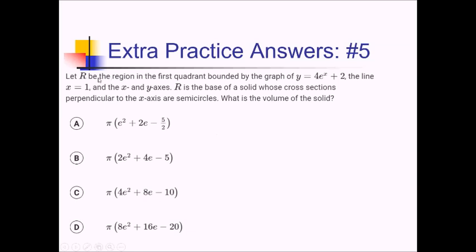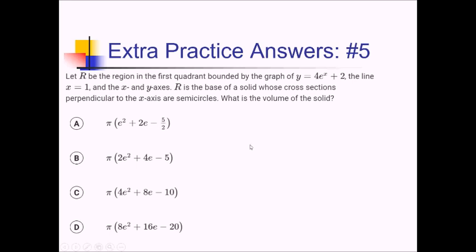On this one, we have this region R bounded by the graph of 4e to the x plus 2, so an exponential graph, the line x equals 1, and the x and the y-axis. R is the base of a solid whose cross-sections perpendicular to the x-axis are semicircles. What's the volume? All right, so we have this region in the first quadrant where you have this exponential function and the x-axis and also the line x equals 1, giving you kind of a triangular-shaped area. And out of this triangular-ish shape, you have these semicircles growing. We want to find the volume of that situation.